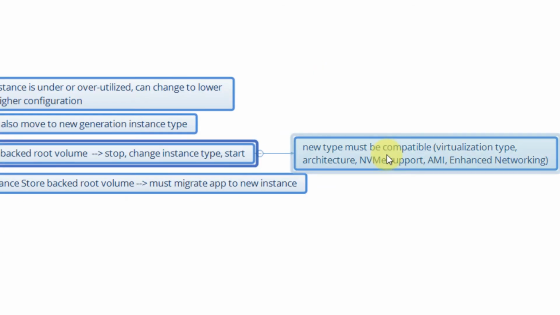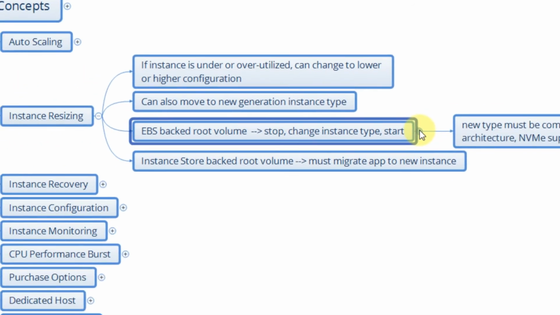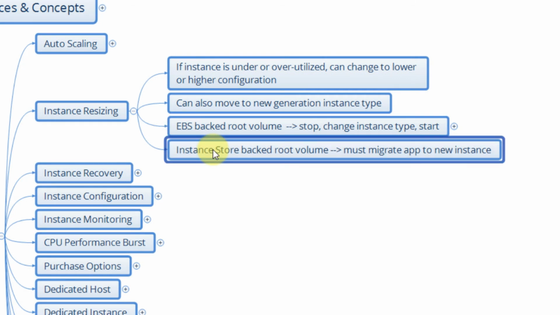With the restriction that the new type that you specify must be compatible, in terms of the virtualization technology used, the architecture, the NVMe support, the AMI used, and whether enhanced networking is used. So they have to be compatible on these aspects. For an instance store-backed instance, you cannot stop, change and start. You just have to migrate your application to a new instance.